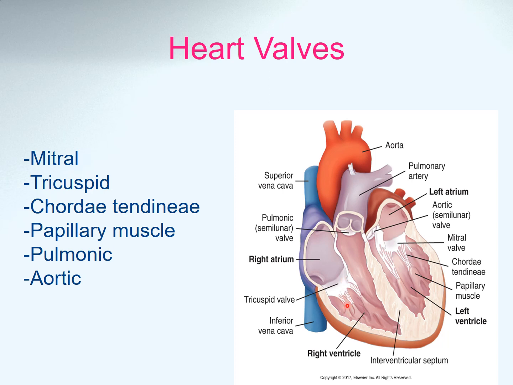The chordae tendineae that we pointed out earlier, the papillary muscle will surround those valves, and then we also have the pulmonic valve, which is right here, and the aortic valve, which is right there. And this is also located in your textbook.